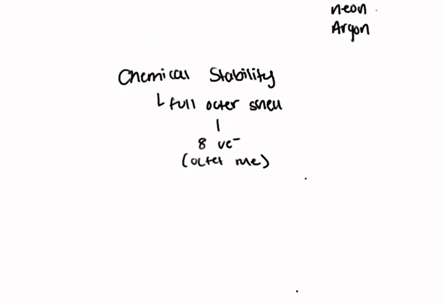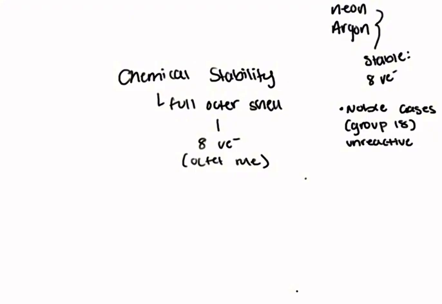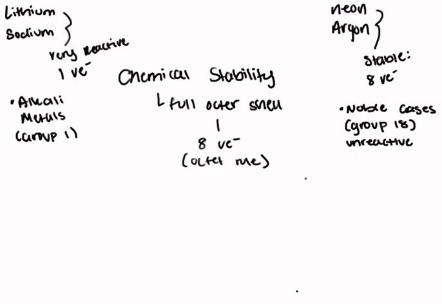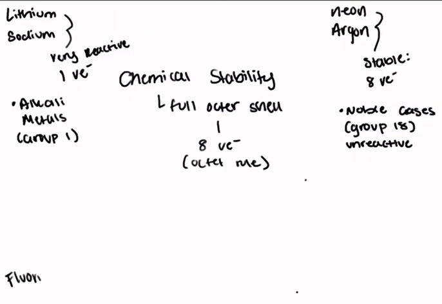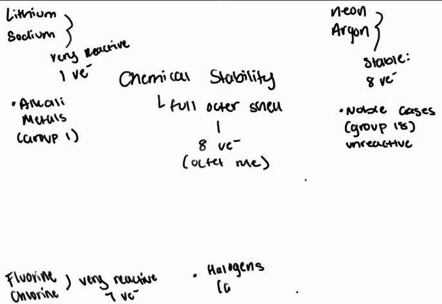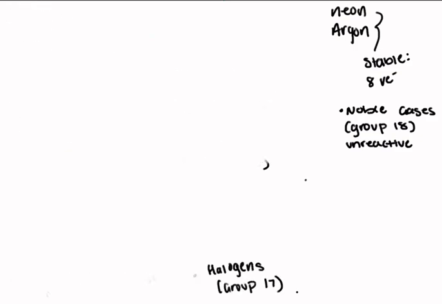Elements with a full outer shell, such as neon or argon, are very stable and rarely react. That is why noble gases are often described as unreactive. Elements with only 1 or 2 valence electrons, such as lithium or sodium, are very reactive because it is easier for them to lose electrons than to gain many. On the other hand, elements with 7 valence electrons, such as fluorine or chlorine, are very reactive because they strongly want to gain 1 more electron to fill their outer shell.